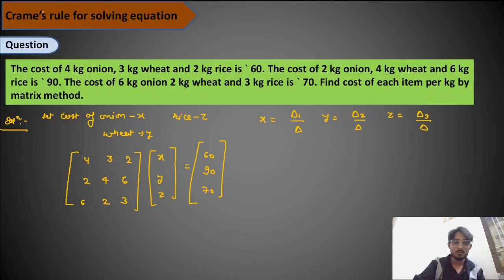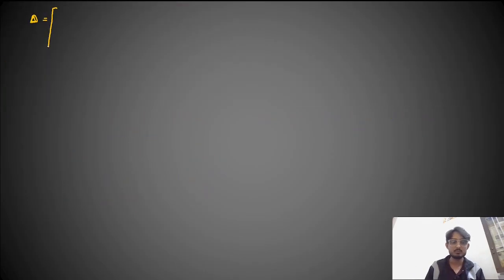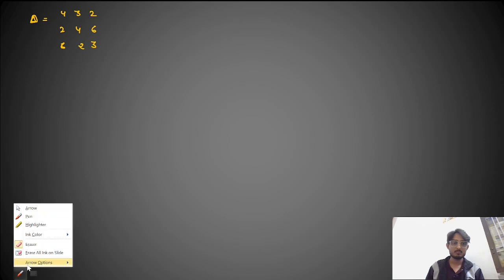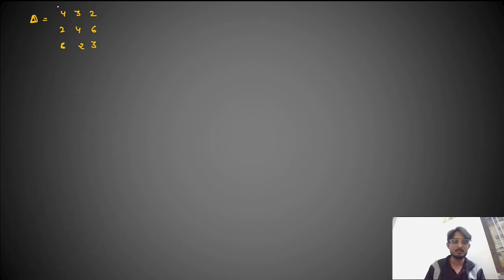Delta equals 4 3 2, 2 4 6 and 6 2 3. This is delta. So how can you find this? I've already taught you how you can find the determinant of this given matrix.